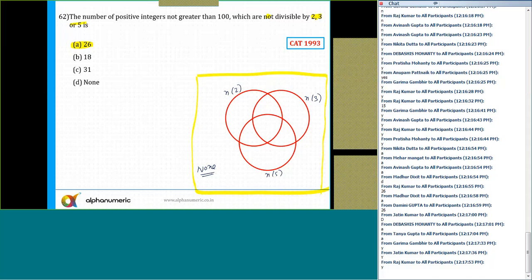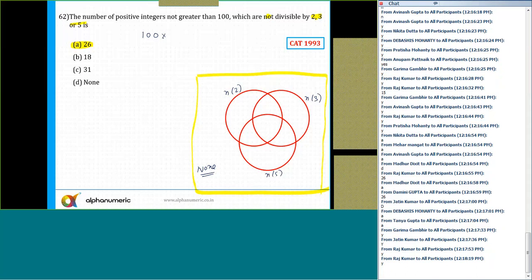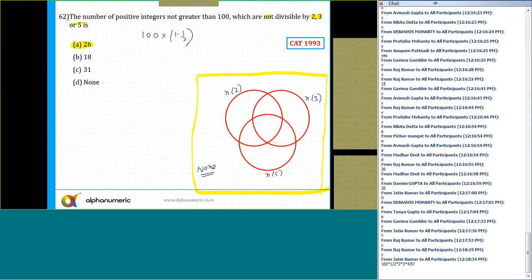Can I say every second number is a multiple of 2? So out of 100, every second number is a multiple of 2. So how many of them are not divisible by 2? 1 minus 1 by 2. Now every third number is a multiple of 3. So it means 1/3 of the numbers are multiples of 3. So how many of them are not a multiple of 3? That will be equal to 1 minus 1 by 3.